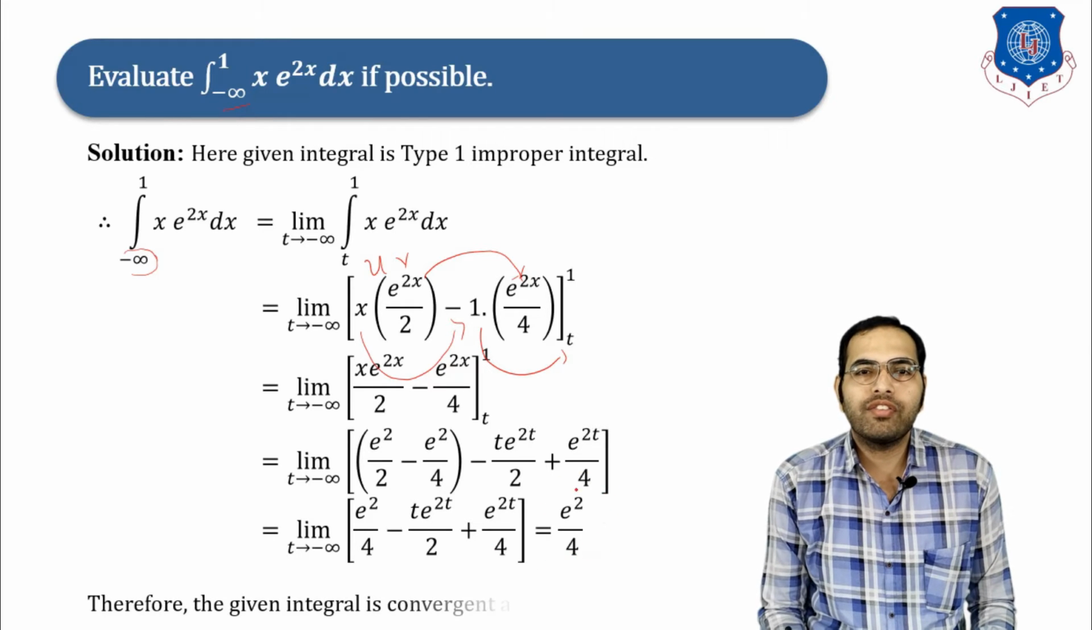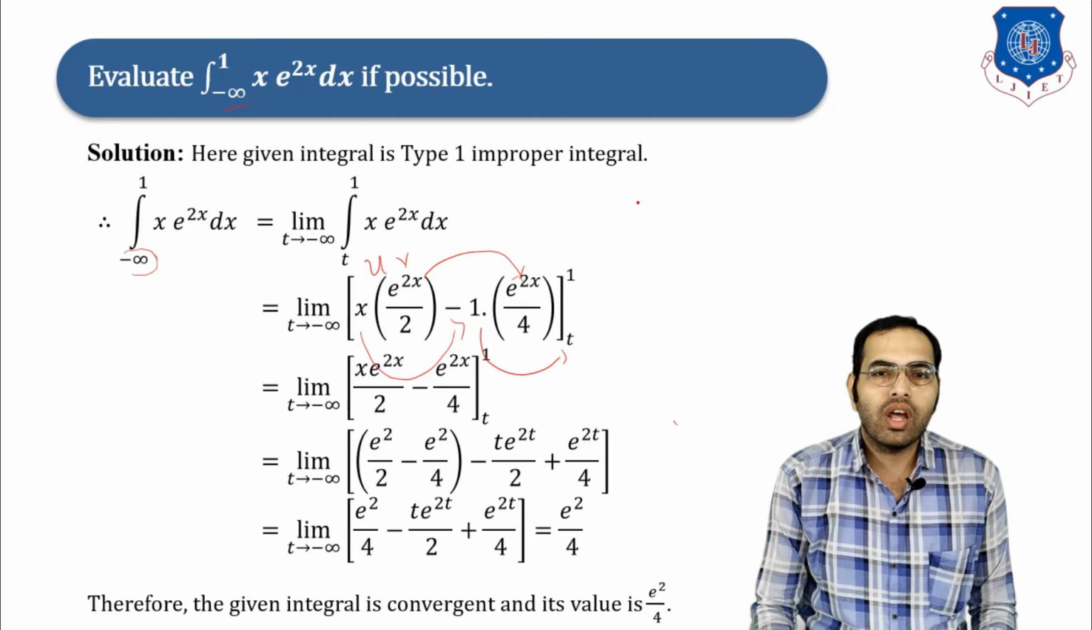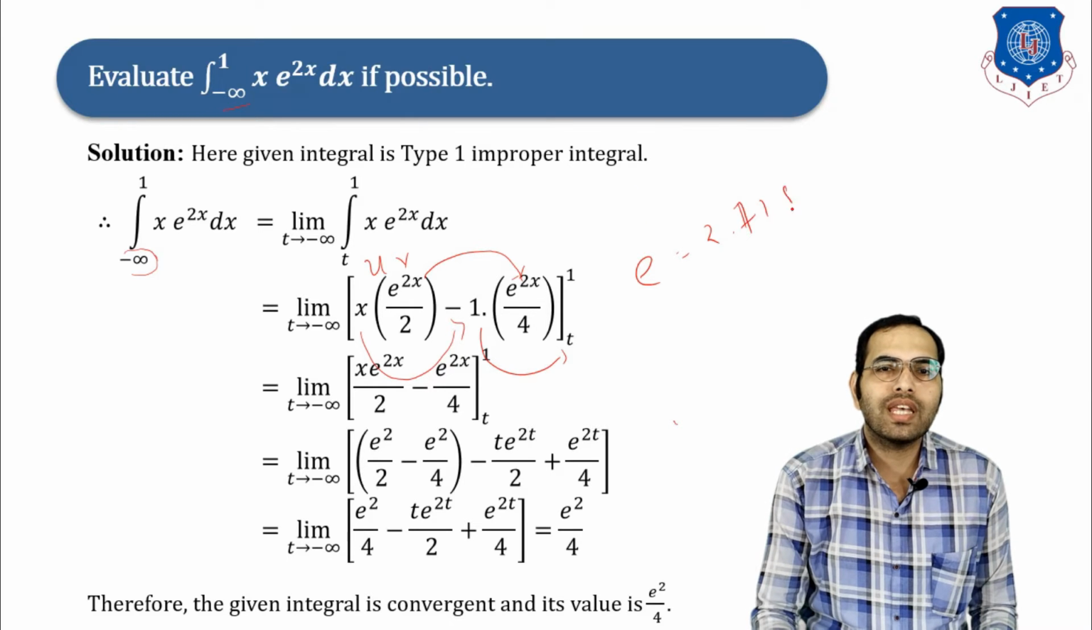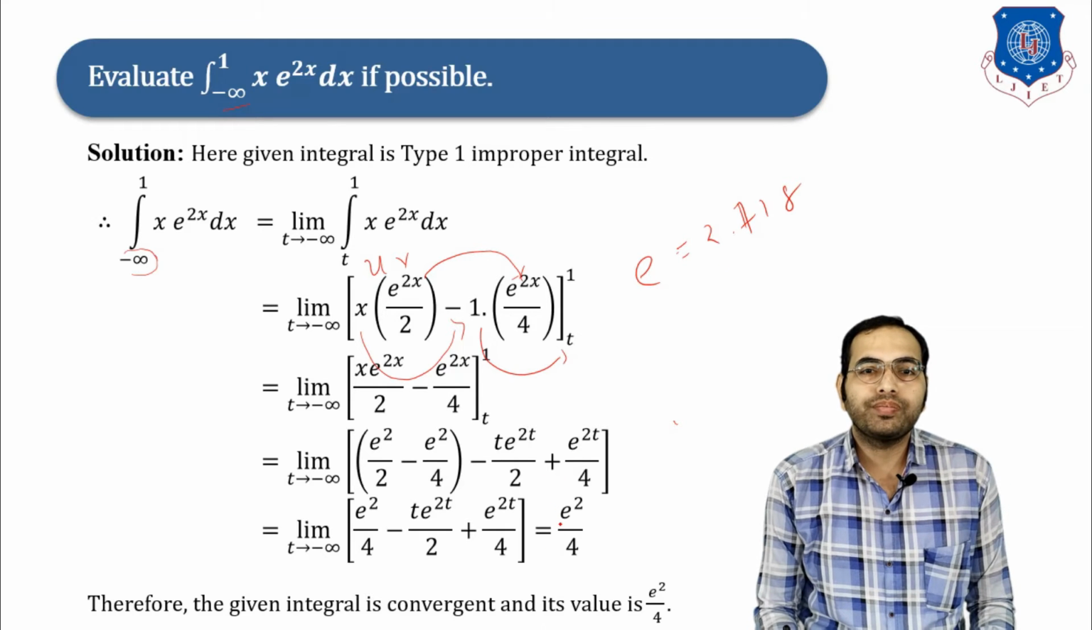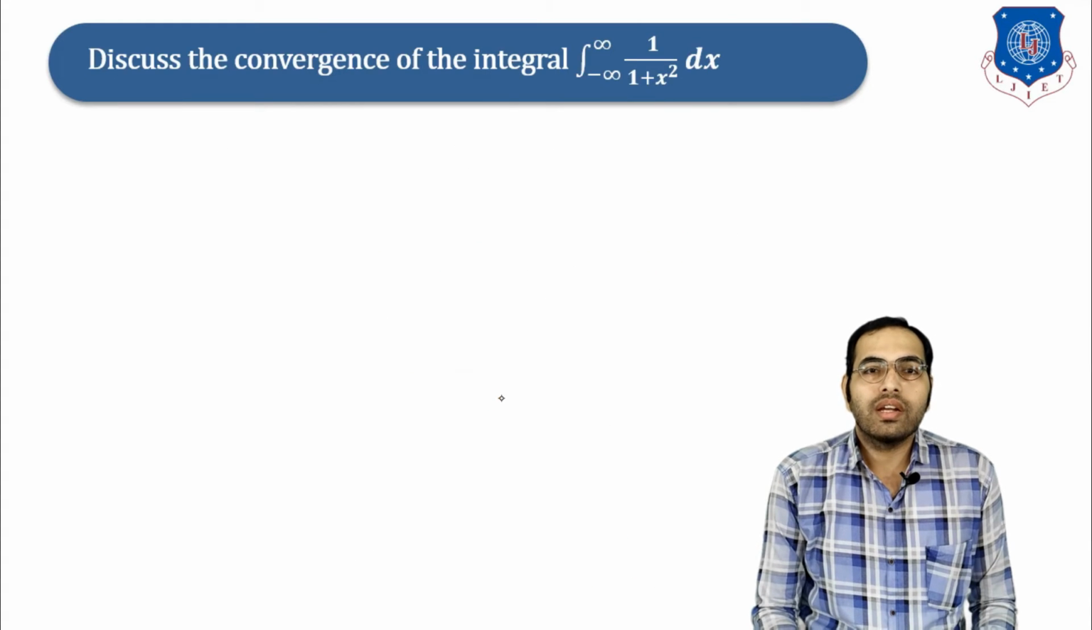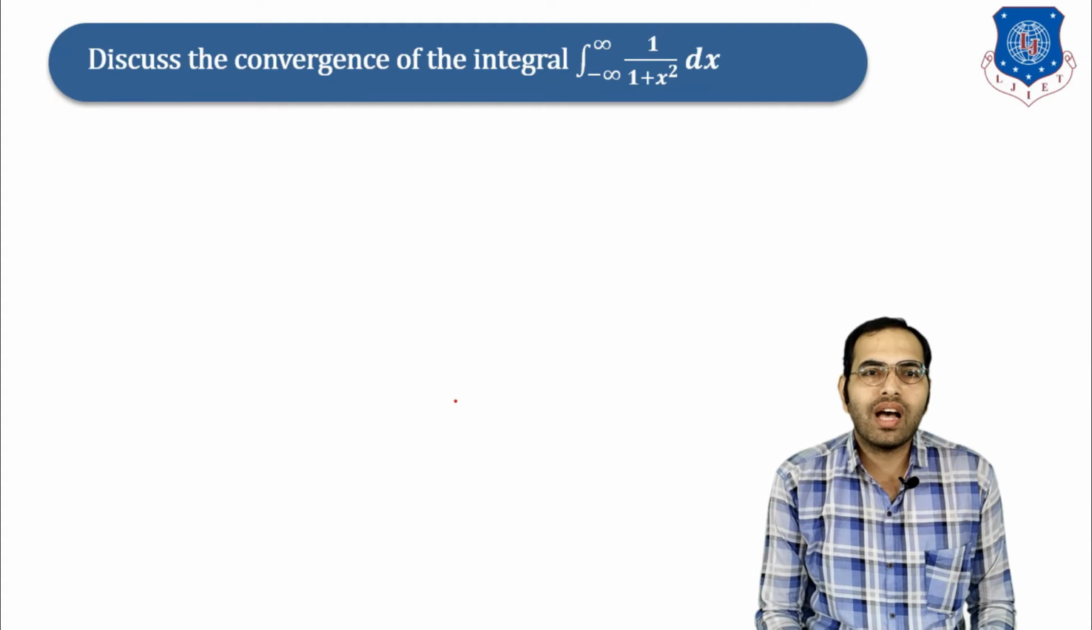That is exactly a finite answer. You all know the value of e, that is 2.718, which is a finite value. Then the given integral is convergent, because the answer is finite and its value is e square by 4. Now let's see one more example.